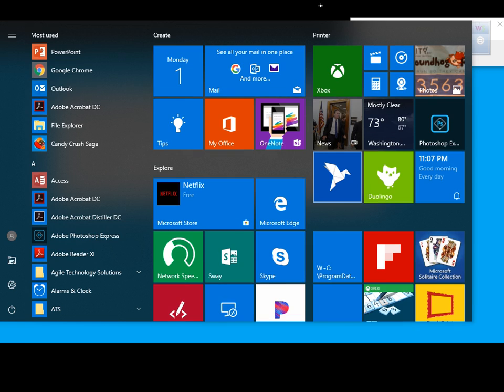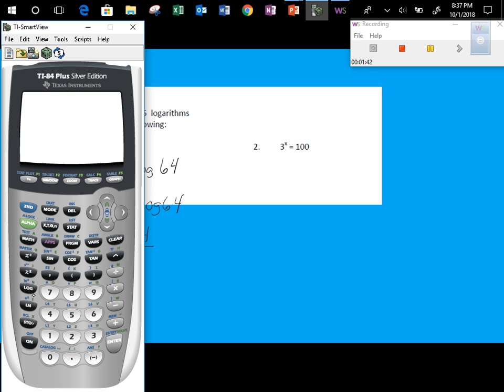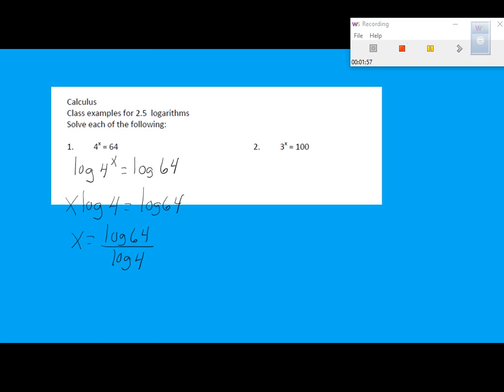Now in your calculator, I won't bring my calculator up very much, but I'm going to go log 64, close that off, divided by log of 4. Now that'll be how you'll type this one in. And you should get an answer of 3.